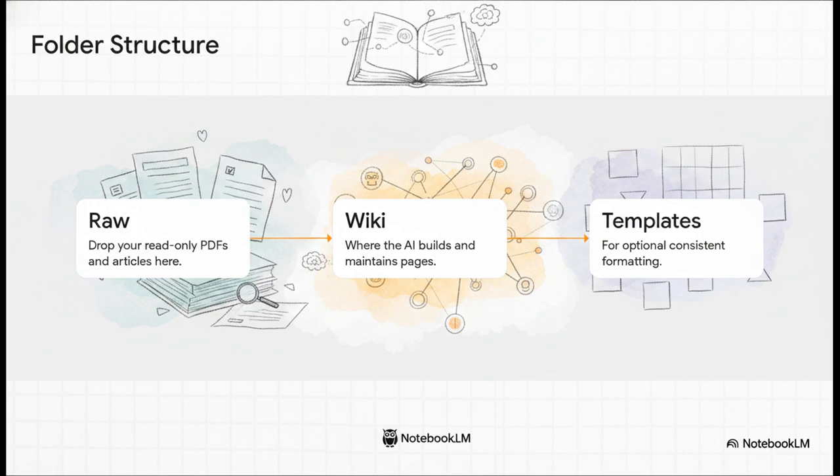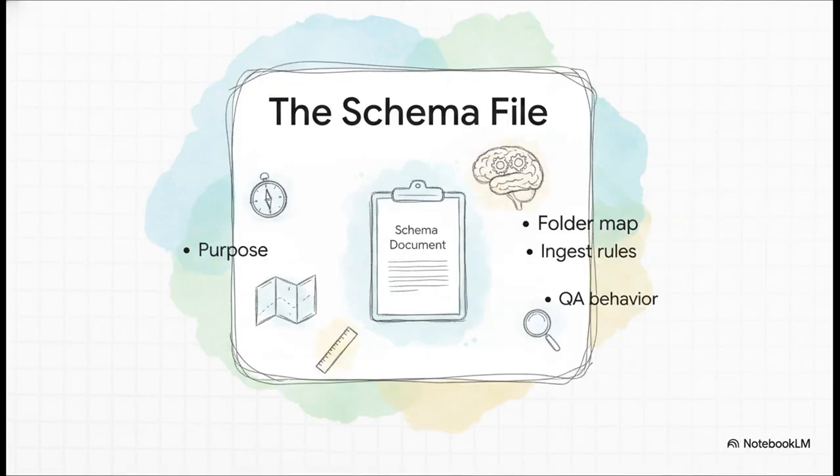The raw folder is your source of truth. You just drop your read-only PDFs and articles right in there. The AI reads from it but never alters it. Next, the wiki folder is where the AI actually builds and maintains its interlinked pages. And finally, the templates folder is just there if you want to enforce specific visual layouts later on. Easy, right? Now, the crucial point is how the AI actually knows what to do.